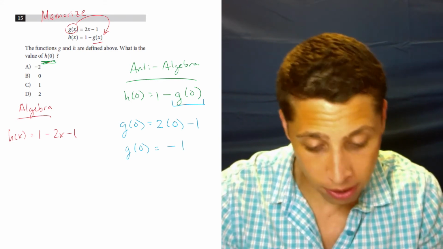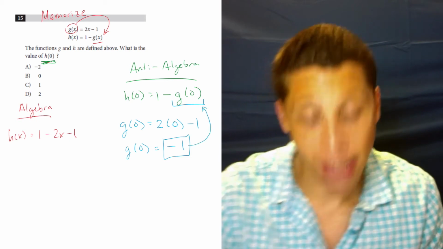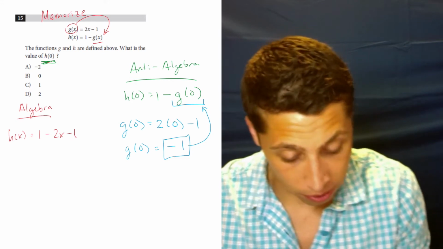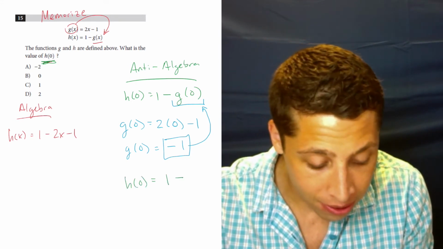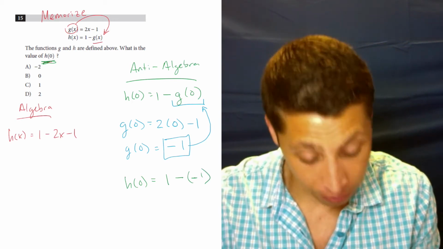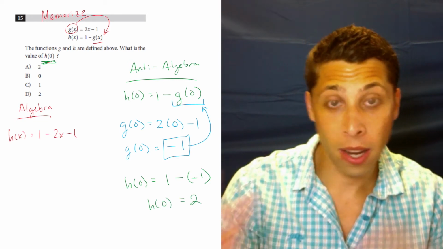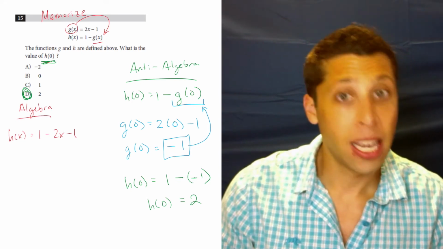Okay, great, awesome. Now this number can be substituted back up here. And I see I've got a little bit of something that worries me here. So that's h of 0 is equal to 1 minus negative 1. I make a substitution, right? So there's a double negative, which means that h of 0 is equal to 2, 1 plus 1. And that's choice D, and that's the answer.